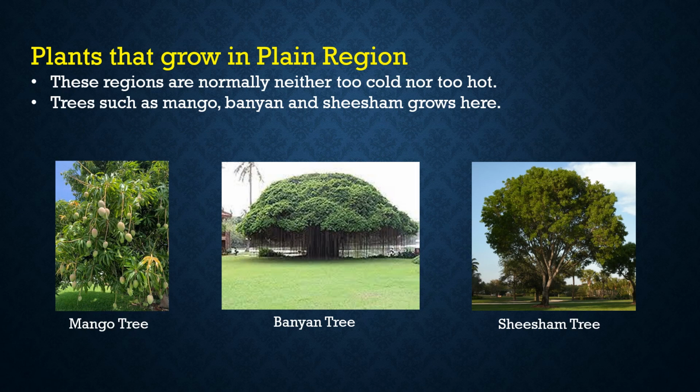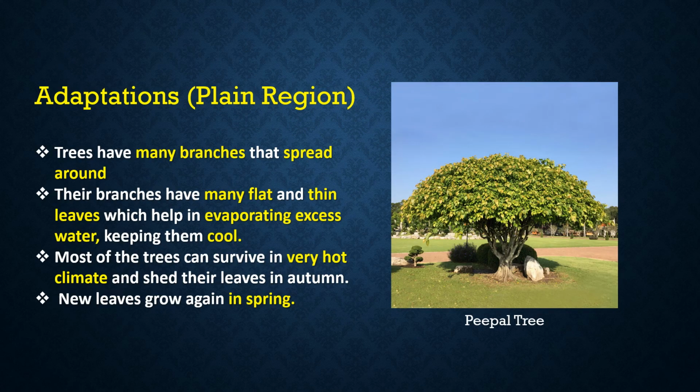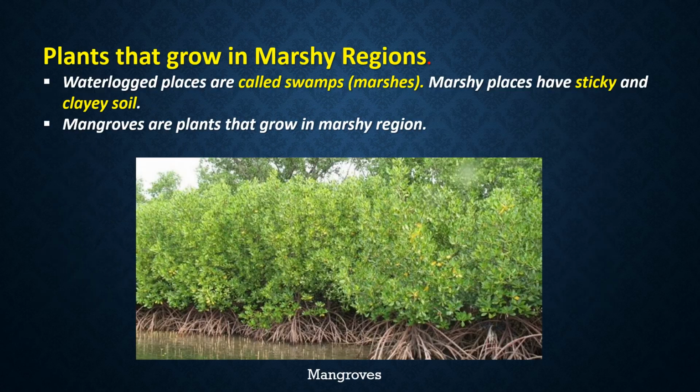Plants that grow in plain region. These regions are normally neither too cold nor too hot. Trees such as mango, banyan, and sesame grow here. Let us see the adaptation of plants that grow in plain region. Trees have many branches that spread around. Their branches have many flat and thin leaves which help in evaporating excess water vapor, thus keeping them cool. Most of the trees can survive in very hot climate and shed their leaves in autumn. New leaves grow again in spring.